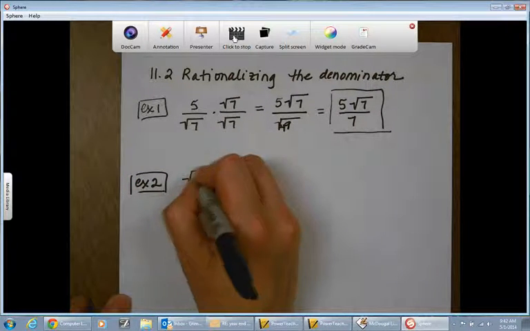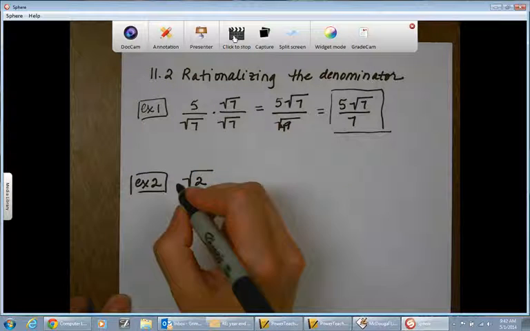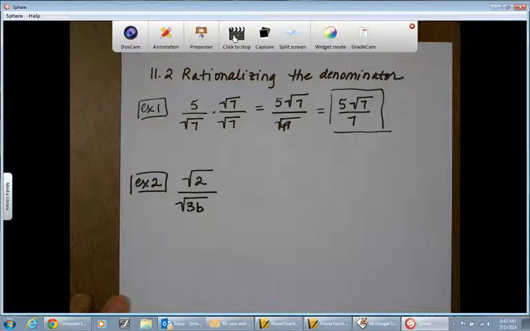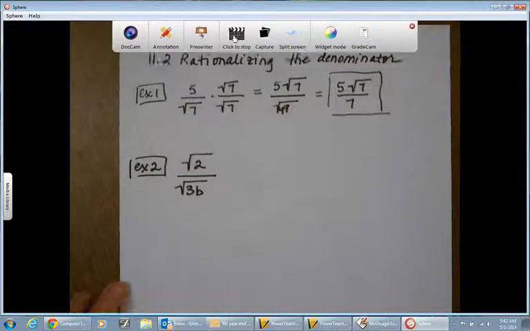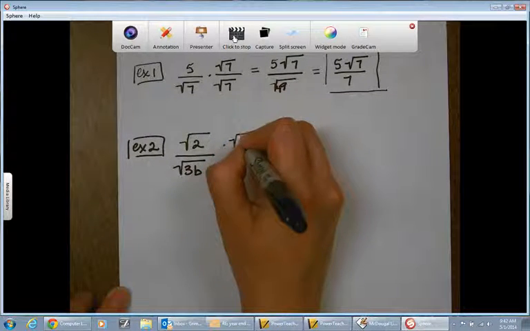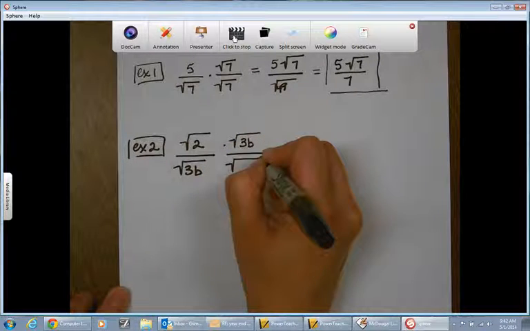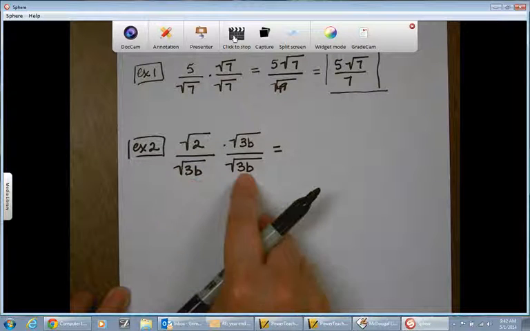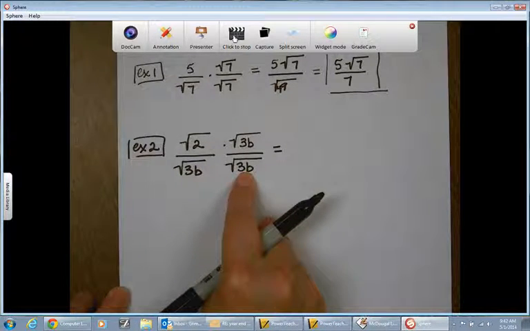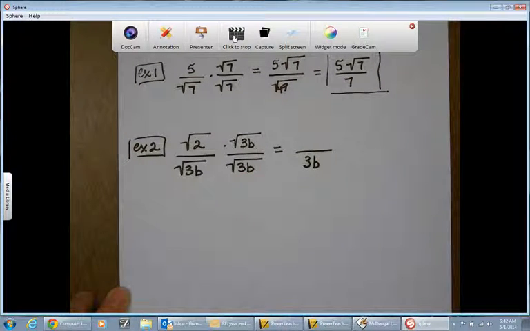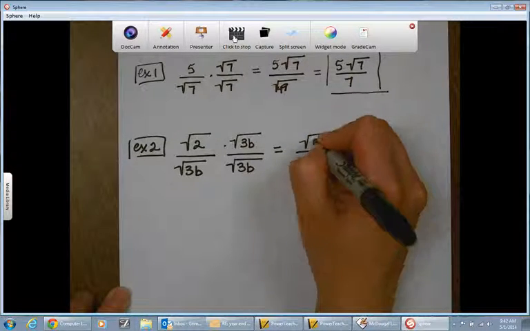Square root of 2 over the square root of 3b. Again, I can't have a radical in the denominator, so I'm going to multiply this by the square root of 3b over the square root of 3b. This time I'm not going to multiply this out, because we know this times this, and then taking the square root of it would just be that. Then I'm going to multiply the top together, so I have 2 times 3 is 6b.